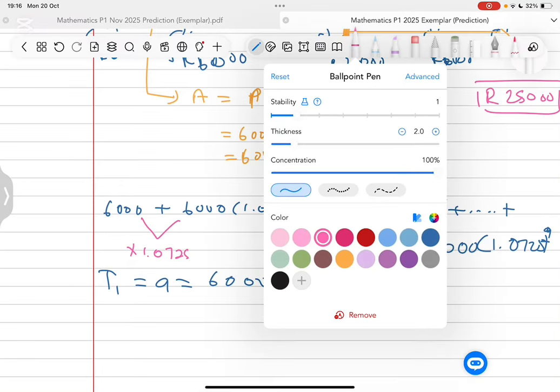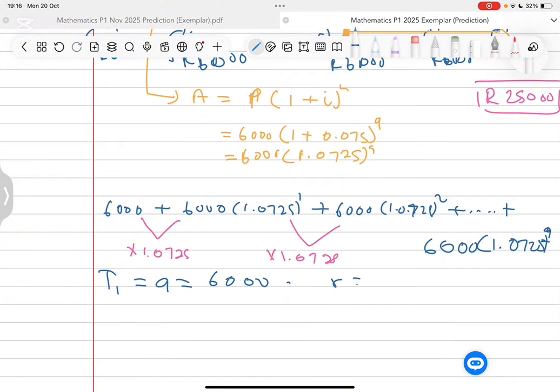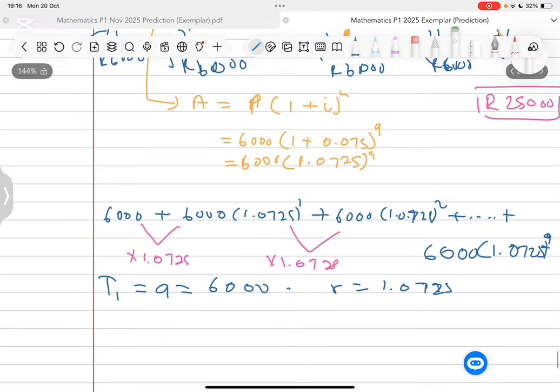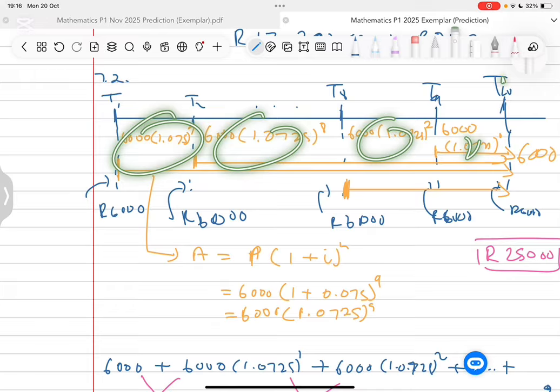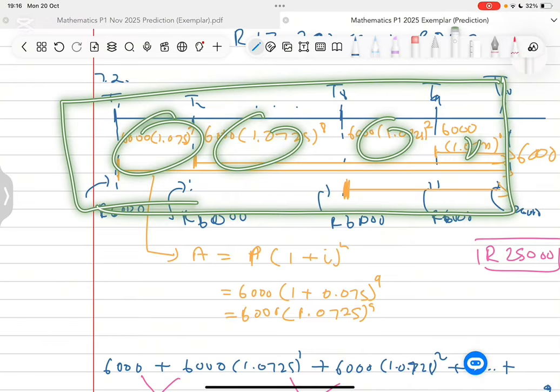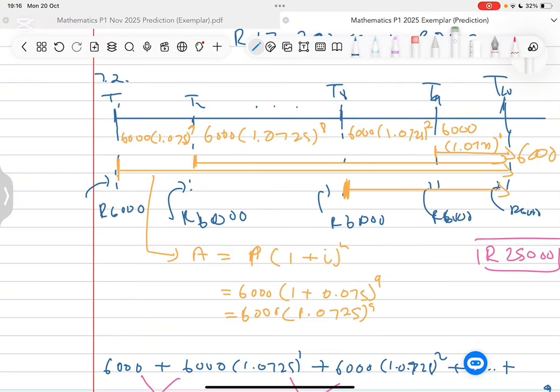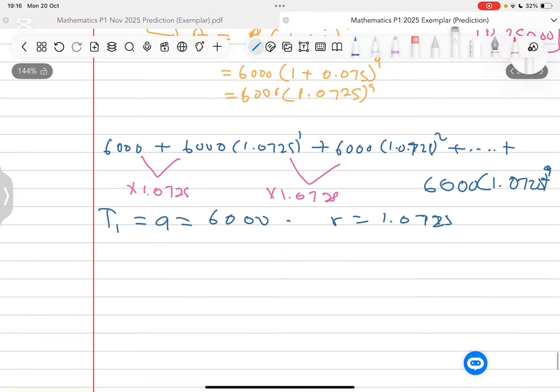So it means here our R will be equal to 1.0725. And basically it means I can use the formula of the sum of a geometric series, because this is a geometric series. I'm adding terms of a geometric series. If I add all these amounts here, they will tell me the money that Annie has made in the past 10 payments, or in the past 10 years, if you like to put it that way.